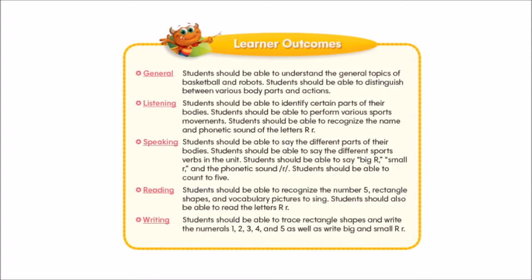Now, when it comes to reading, they should be able to recognize the number 5, rectangle shapes, and vocabulary pictures to sing. They should also be able to read the letters big R and little r. Now, for writing, students should be able to trace rectangle shapes and write the numerals 1, 2, 3, 4, and 5, as well as write big and small r.